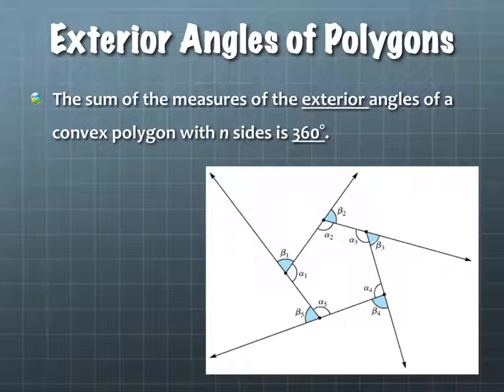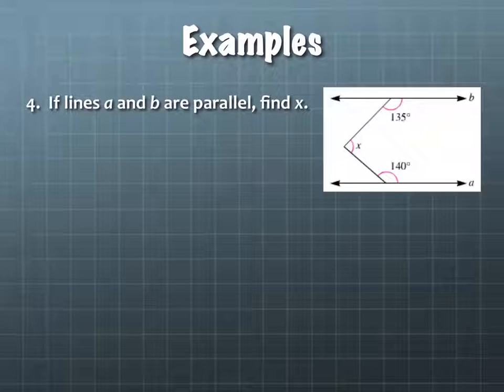All right, one more example in this section. There's more than one way to do this problem. If lines A and B are parallel, find x. Any ideas? Find the other half of the 140 and 135. You're thinking about the angles that are on the other side of the 135 and the 140. You could do it that way.